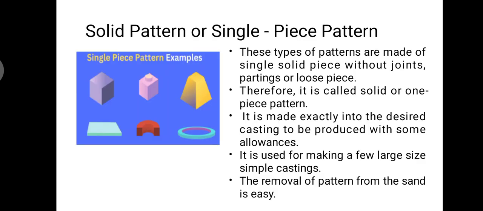The first one is single piece pattern. It is also called solid pattern. These types of patterns are made up of a single solid piece without any joints. Therefore, it is called solid piece pattern. It is made exactly into the desired shape to produce, with some allowances.